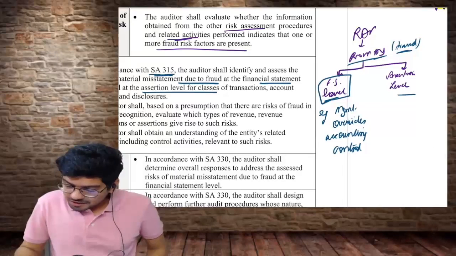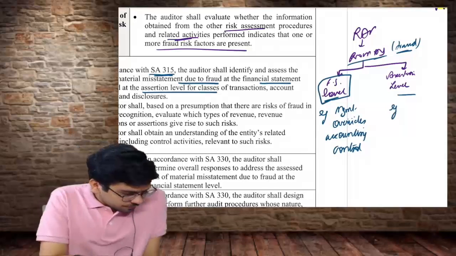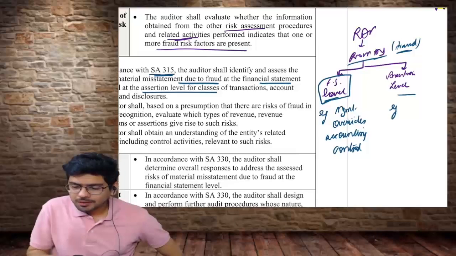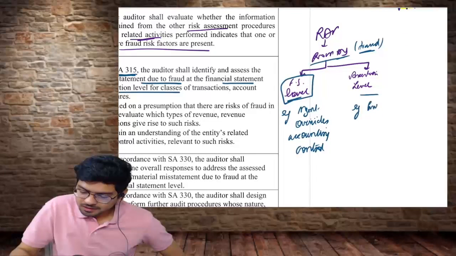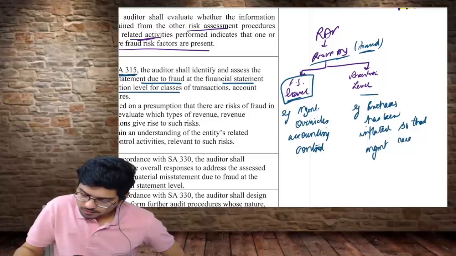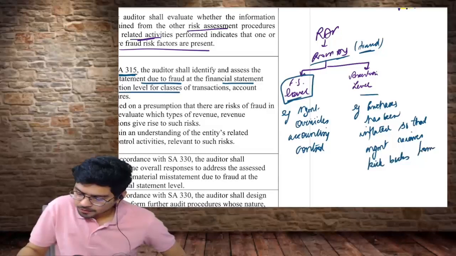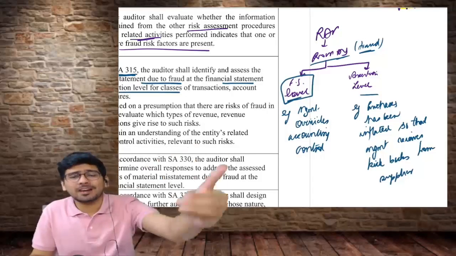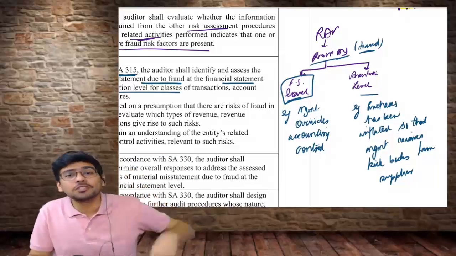And if I say assertion level, now please give me an example for this. Yes, can you give an example? Can I say that the purchase price, let's say the purchases have been inflated. Why? So that management receives kickbacks. I told you about this. Kickbacks from whom? From the supplier. So rather than making a purchase of 50,000, I pay you 1 lakh, so that you return me the 50,000 and it goes into my pocket.